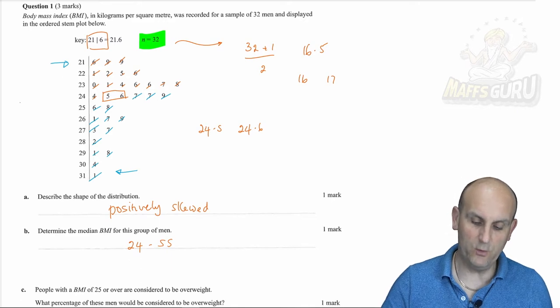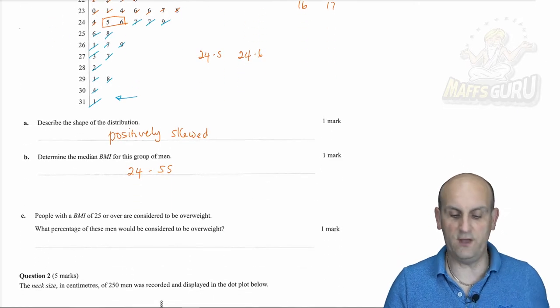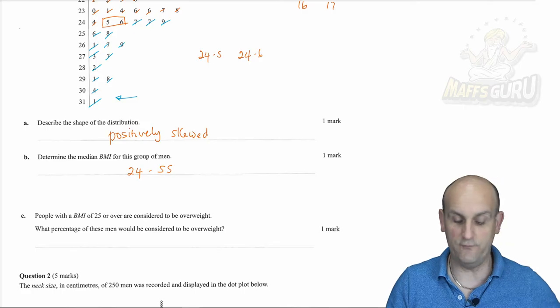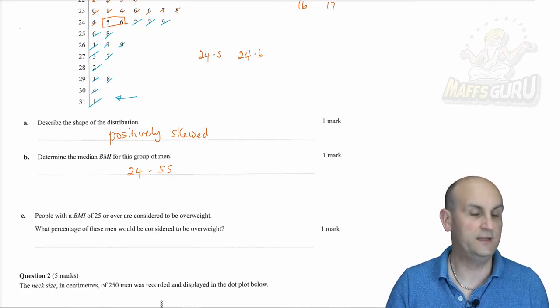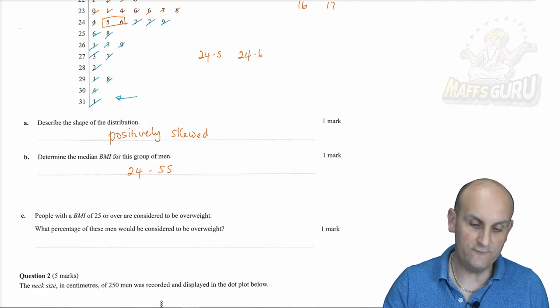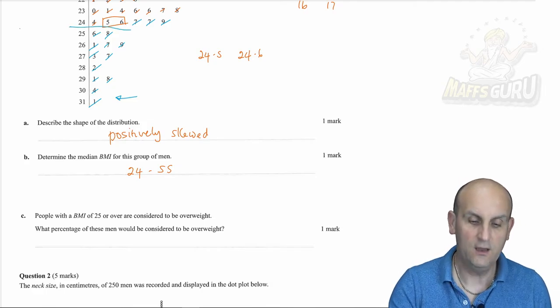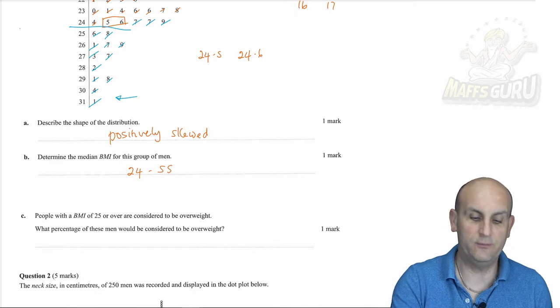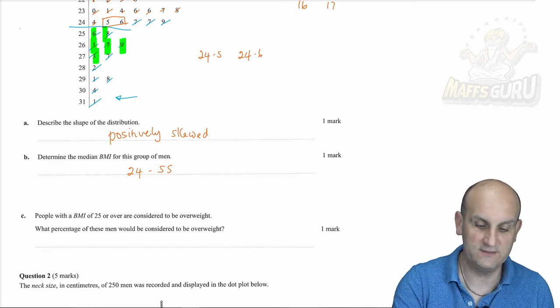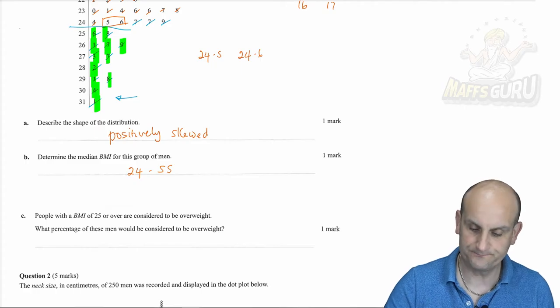People with a BMI of 25 or over are considered to be overweight. Okay, what percentage of these men are considered to be overweight? Right, so where are we? 25 or more is here. What I then did was count how many people were there. 1, 2, 3, 4, 5, 6, 7, 8, 9, 10, 11, 12. So there are 12 people.